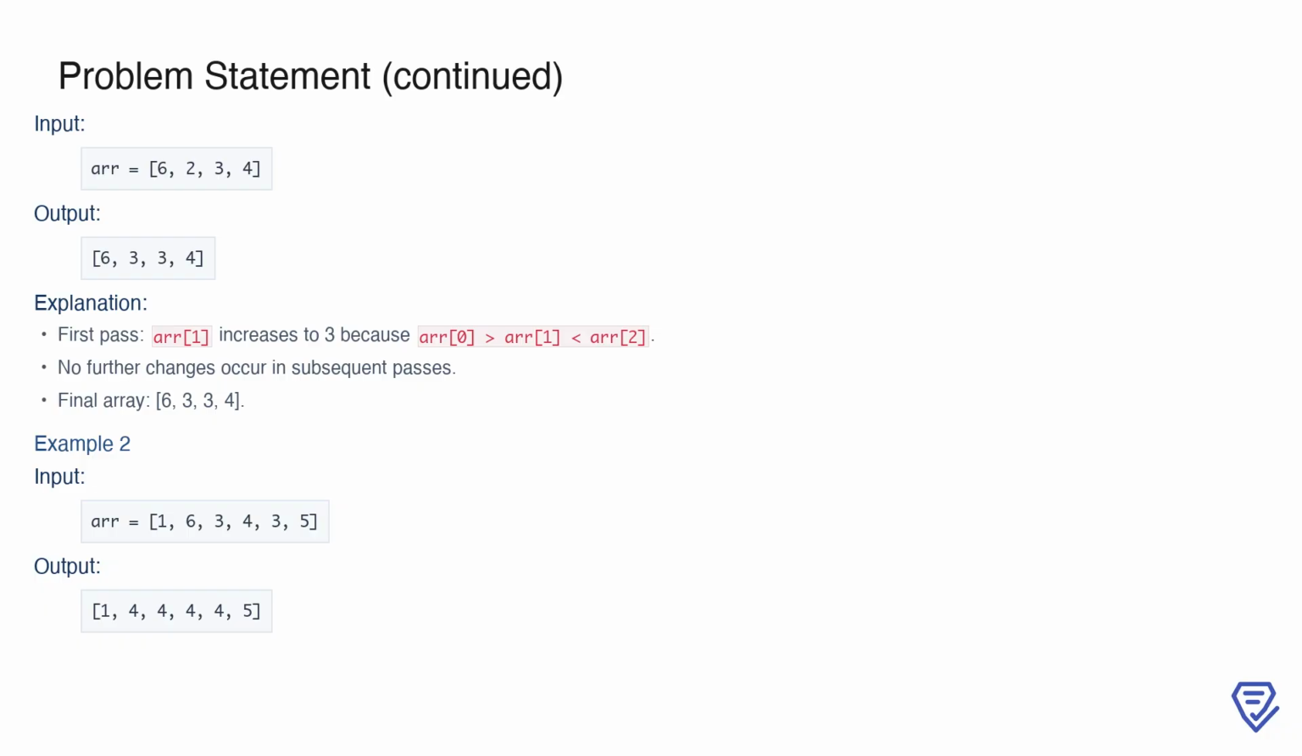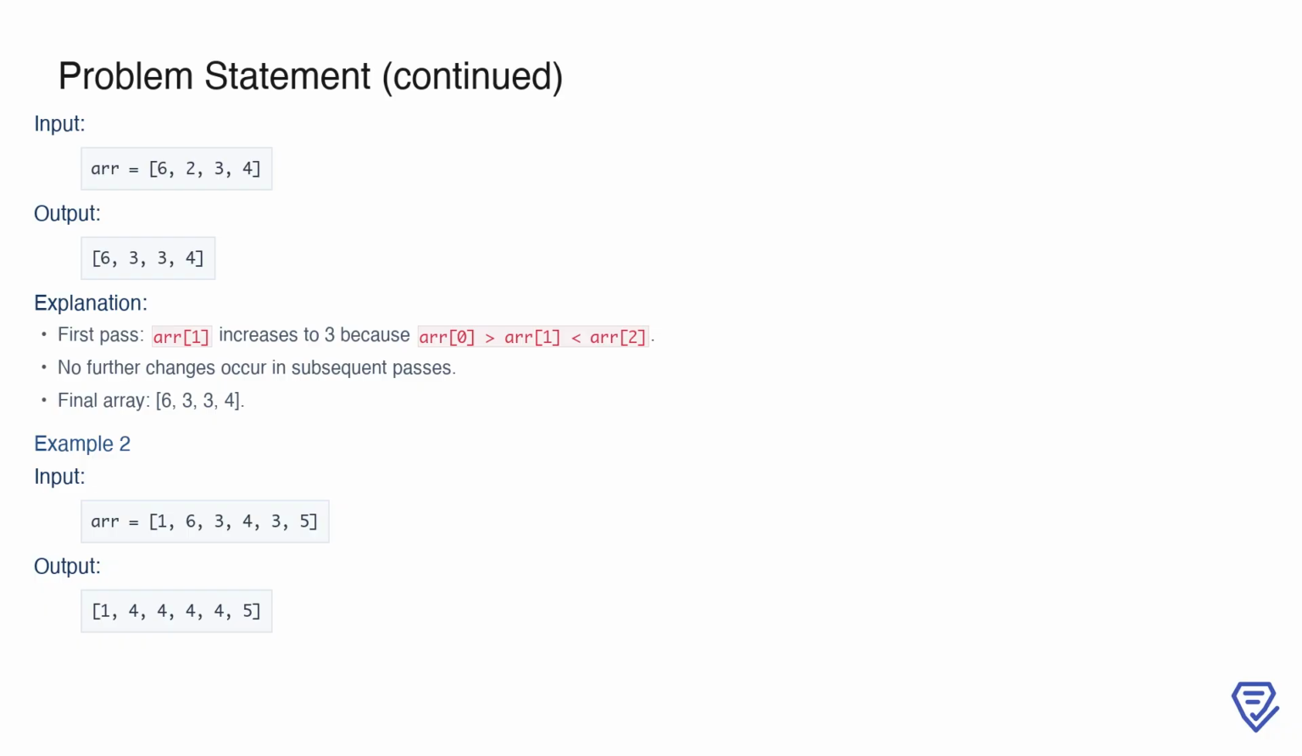During the first pass, the second element, arr[1], increases to 3 because it satisfies the condition where arr[0] > arr[1] < arr[2]. After this change, no other elements in the array meet the transformation rules, so no further changes are made in subsequent passes. The transformation process terminates, and the final array is 6, 3, 3, 4.